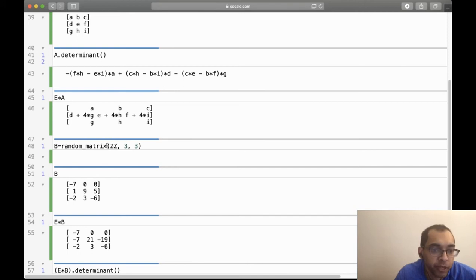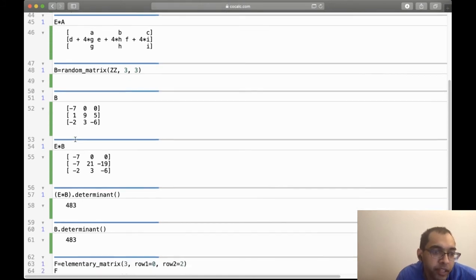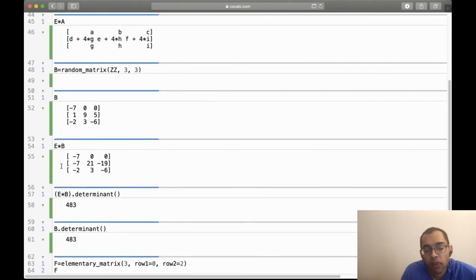All right, and then let's now just get to a matrix with numbers. So let's take B to be a random 3 by 3 matrix with integer coefficients, and then E times B is this matrix here where we've replaced row 2. The original row 1 and row 3 are the same, and we replaced row 2 by adding to it 4 times row 3. And then what I want to illustrate here is how the determinant of E times B and the determinant of B compare? Well, when the elementary matrix comes from the operation where you replace the row by adding to it a multiple of another row, the determinant does not change. And so here we see 483 and 483.